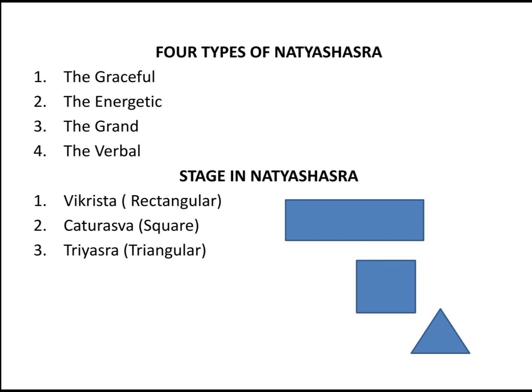And the stages in Natya Shastra are Vikrishta, the rectangular. The second is Chaturasra, that is square. And the third is Tryasra, that is a triangle.